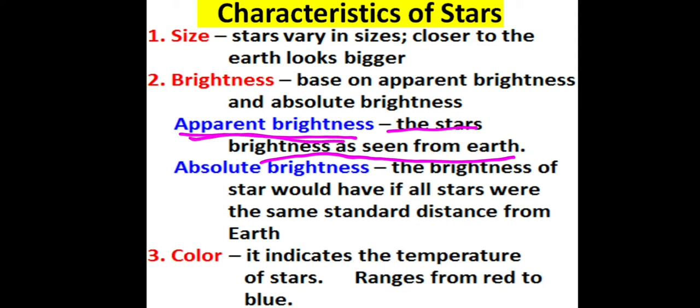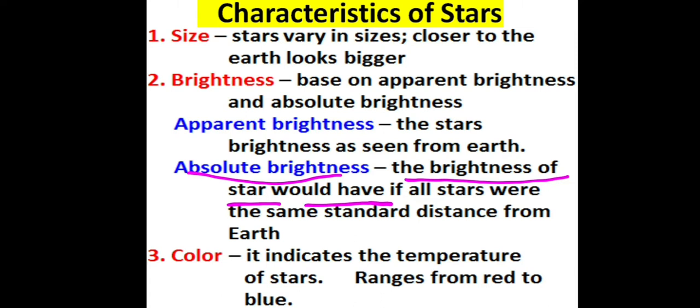You see them directly before your eyes, no? Right before your eyes, up in the sky, you will see the different brightness of stars, and that brightness again is the apparent brightness. The second one, of course, is the absolute brightness. Absolute brightness is the brightness a star would have if all stars were the same standard distance from the Earth.